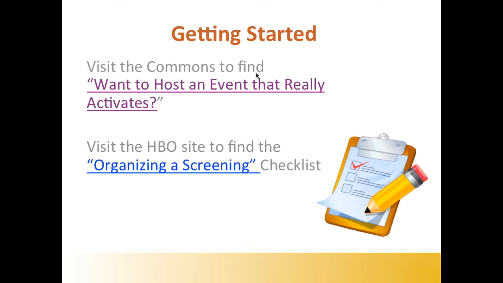The first one is called How to Host an Event That Really Activates. This was put together by Kaiser Permanente, and it lives on the Commons under the Community Activation Kit. You're able to see somewhat of a checklist to go through to see some of the planning steps. There's also the Organizing a Screening Checklist that you can find on the HBO site.